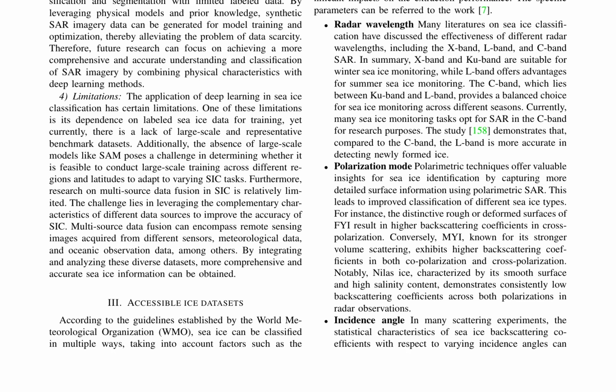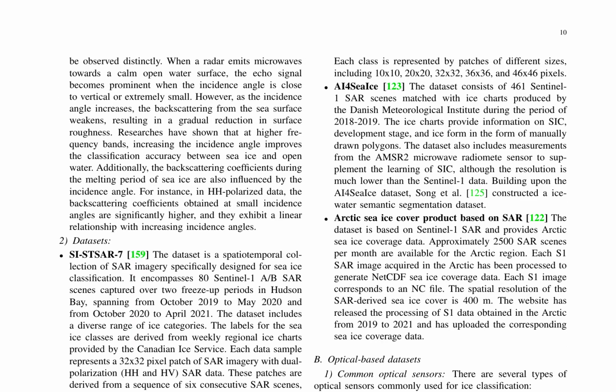SAR-based datasets are widely used for sea ice classification due to their ability to capture the radiation characteristics of sea ice. The radar wavelength, polarization mode, and incidence angle of SAR have significant impacts on the extraction performance. For instance, X-band and Ku-band SAR are suitable for winter sea ice monitoring, while L-band offers advantages for summer sea ice monitoring. Polarimetric techniques can provide valuable insights for sea ice identification by capturing detailed surface information using polarimetric SAR.